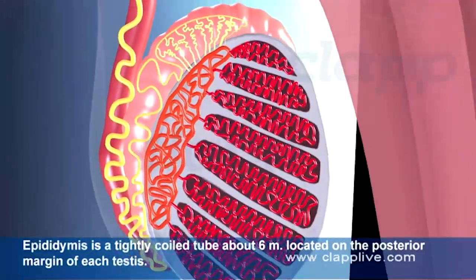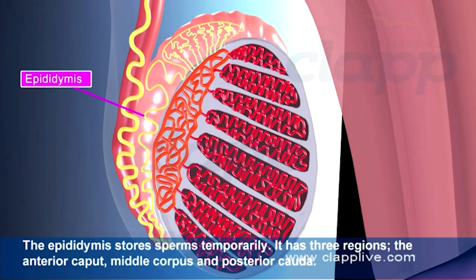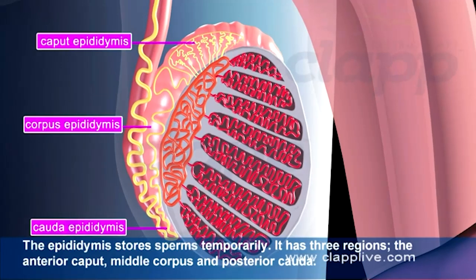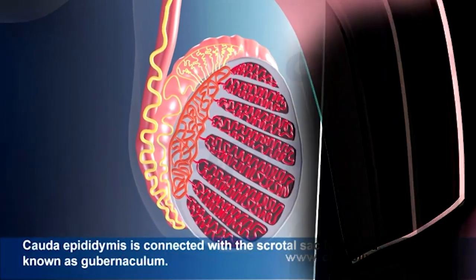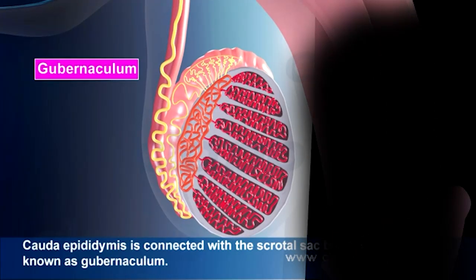Epididymis is a tightly coiled tube, about 6 meters long, located on the posterior margin of each testis. The epididymis stores sperm temporarily. It has 3 regions: the anterior caput, the middle corpus, and the posterior cauda. Cauda epididymis is connected with the scrotal sac by a cord known as gubernaculum.